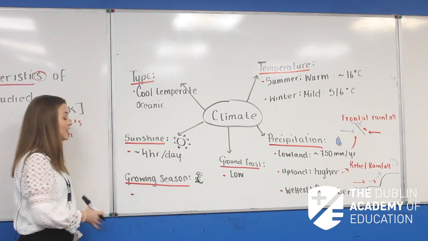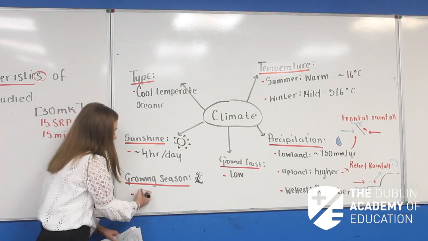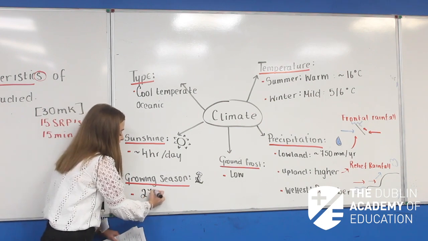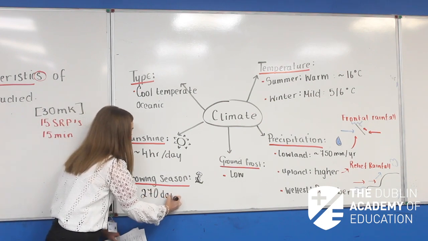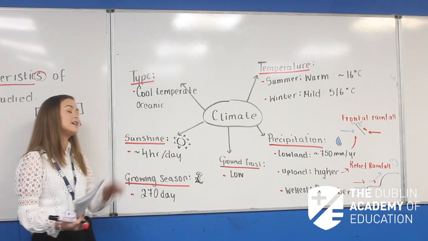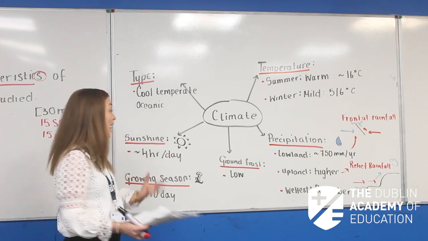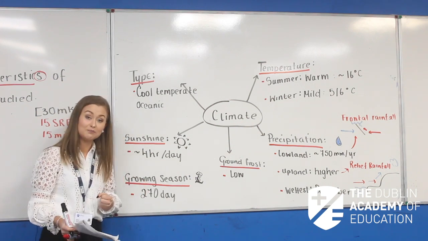The last thing here is our growing season. The growing season is quite long, as you'll see here. The growing season is 270 days per year. So on average, 270 days per year. And what that means is that crops will ripen earlier in the spring, which helps, again, your agriculture there.